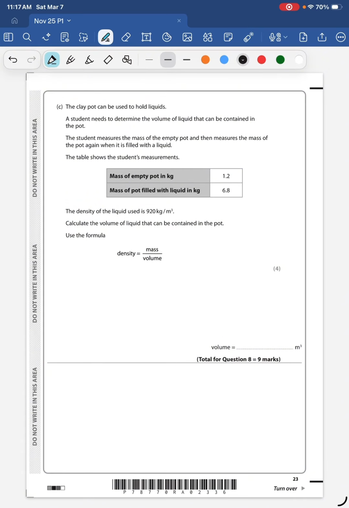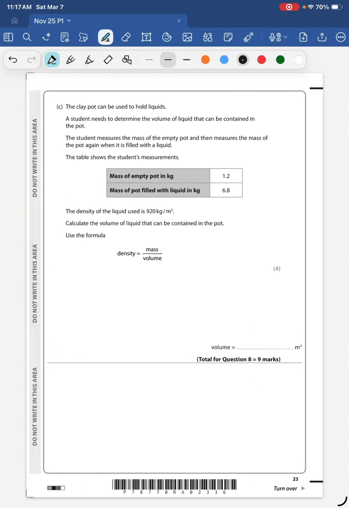C. The clay pot can be used to hold liquids. A student needs to determine the volume of liquid that can be contained in the pot. The student measures the mass of the empty pot and then measures the mass of the pot again when it is filled with a liquid. The table shows the student's measurements: mass of empty pot in kilograms, mass of pot filled with liquid in kilograms. The density of the liquid used is 920 kilograms per cubic meter. Calculate the volume of liquid that can be contained in the pot. Use the formula density is mass over volume.